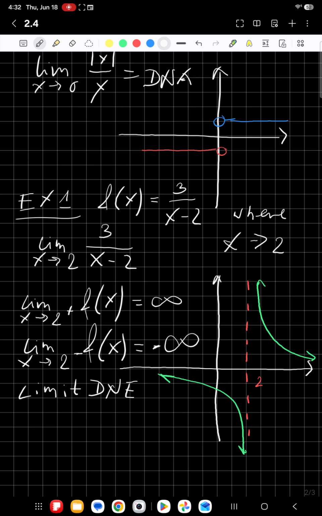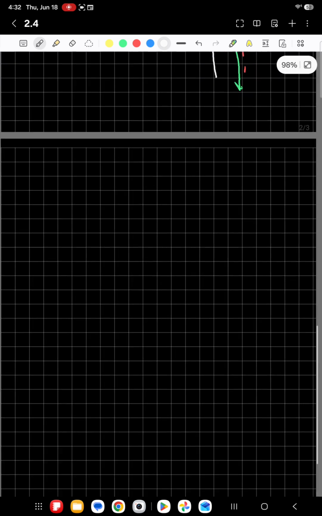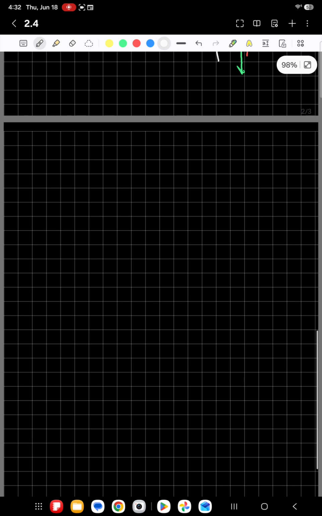All right, so that was the first example. Let me give you an example where both left and right limits go towards the same concept, infinity.